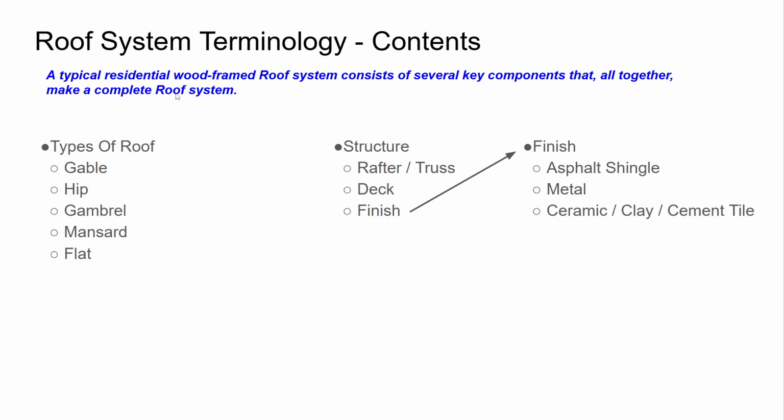Okay, and we're going to talk about all of those finishes. First, we're going to talk about types of roofs, and this is the roof shape: gable, hip, gambrel, mansard, flat. There's more than that. Some of these are very typical in our area. Then we'll talk about the roof structure, what goes into a roof. There's rafters or trusses. They're a little bit different. They do the same job. Deck, finish, and under finish, we do a lot of asphalt shingle, a little bit of metal, and a fair amount of ceramic clay around here. So that's kind of what we're going to look at.